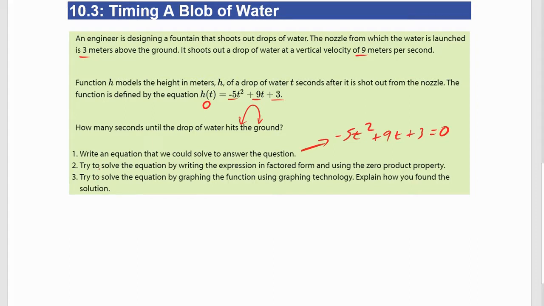Now, number 2, try to solve the equation by writing an expression in factored form using the zero product property. So this is going to be a little bit more like the table. The interesting thing about this, though, is you got the -5 there and 9, right? So that's an interesting one. So let me try, all right? And in fact, you know what? You try number 2. See if you can factor by grouping, and you're going to struggle a bit.